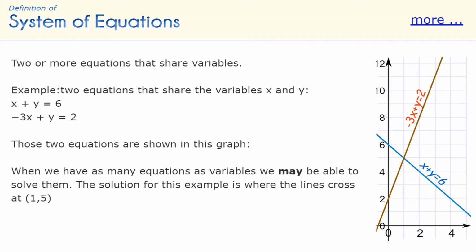Alright, so what are systems of equations? They are two or more equations that share variables. Those two example equations are shown in this graph. And when we have as many equations as variables, we may be able to solve them. The solution for this example is where the lines cross at 1, 5.